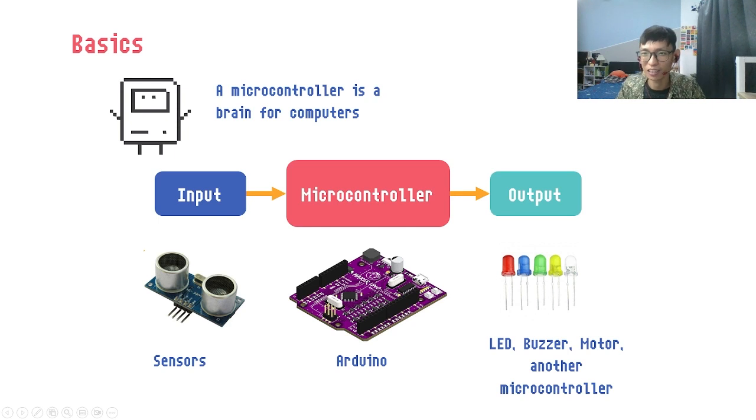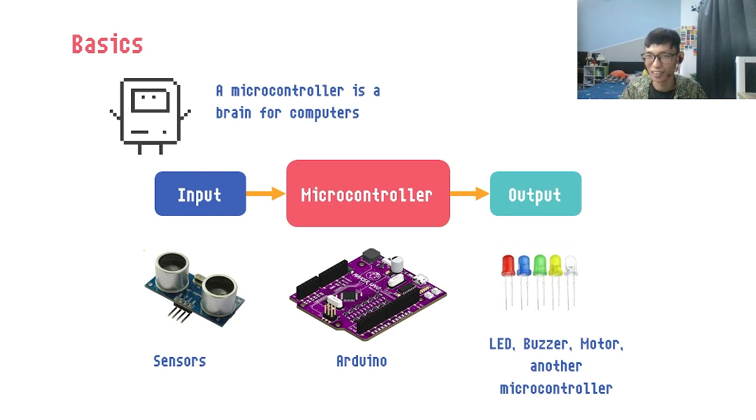In the machines that we're gonna make, we would have the input through sensors. In this picture, it's an ultrasonic sensor. That means it senses distance through sound. And then we have a microcontroller, which we will be using the Arduino.